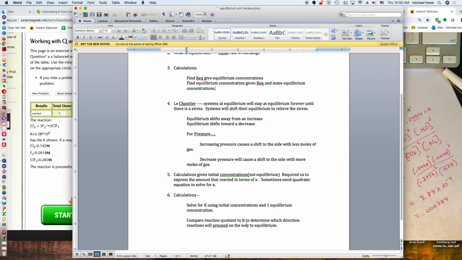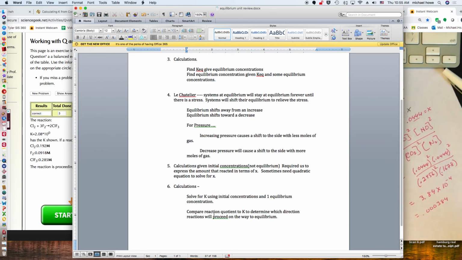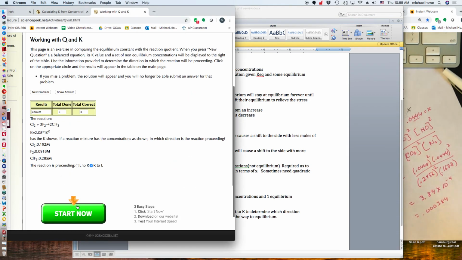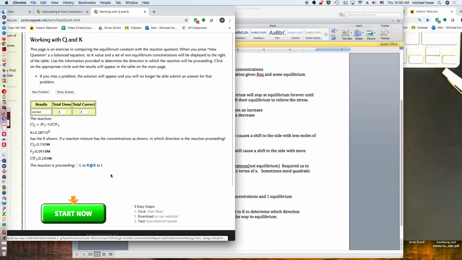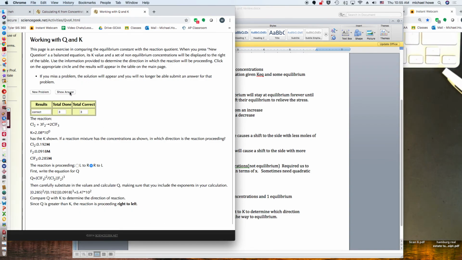Now we're going to take a look at something called reaction quotient, which we commonly call Q. We're going to compare Q to K to determine which direction the reaction is going to proceed on the way to equilibrium. So here's some problems about that. And I might mention, while I'm thinking about it, you can always say show answer on these problems, and they'll show you how the answer was obtained.